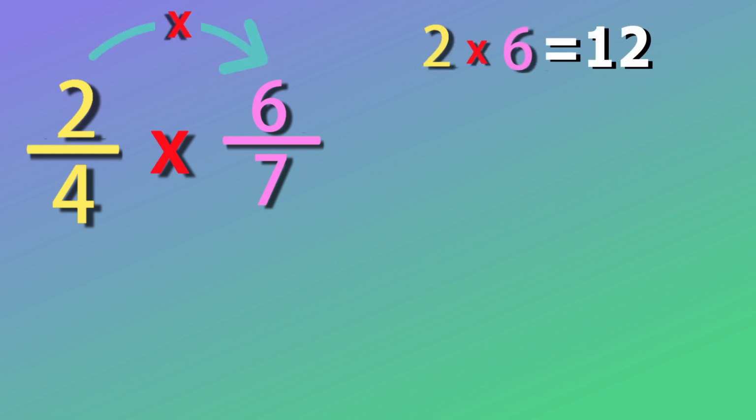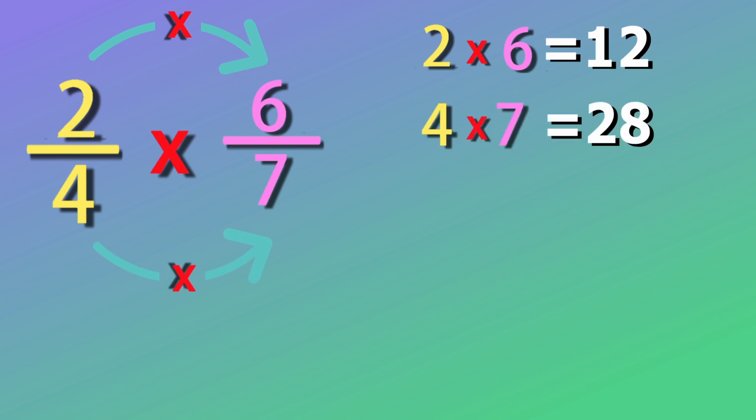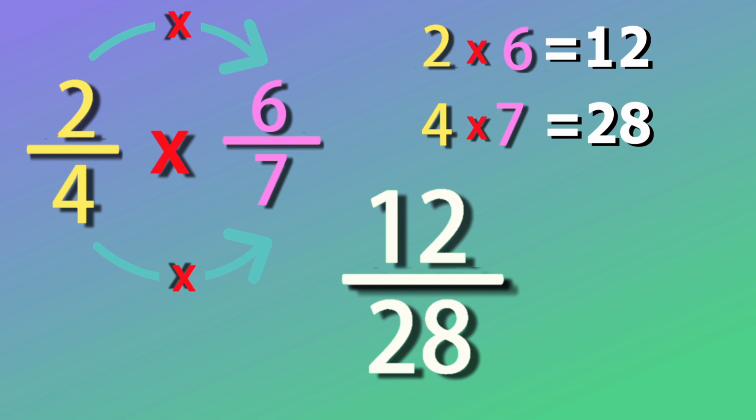2 over 4 times 6 over 7. Now horizontal multiplication is much easier. 2 times 6 equals 12 and 4 times 7 equals 28. So we get the new fraction 12 over 28, which isn't difficult to simplify at all. But actually, there's a better way to do this, which will also make the first fraction, the more difficult one we saw, easier to deal with.